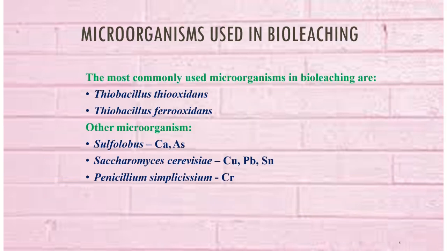Microorganisms used in bioleaching. The most commonly used microorganisms in bioleaching are Thiobacillus thiooxidans and Thiobacillus ferrooxidans. Other microorganisms are also involved, like Sulfolobus, Saccharomyces cerevisiae, and Penicillium simplicissimum.